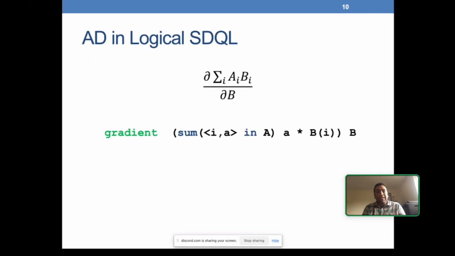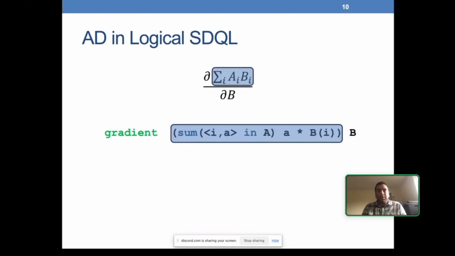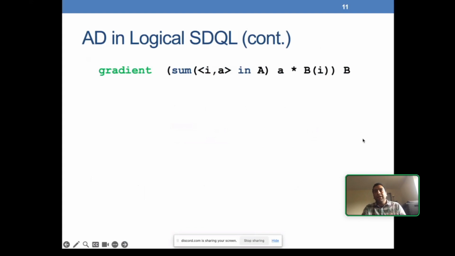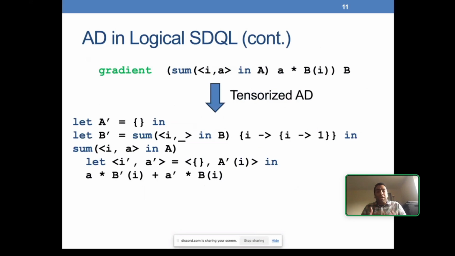And how can we represent AD in this language? This is the high-level API. This part is the same as what we have seen in the previous slide, and we are saying that we are interested in computing the gradient with respect to B. Let's see what our compiler does behind the scenes. We have a novel automatic differentiation technique, which we refer to as tensoride automatic differentiation, which performs automatic differentiation rules, and this big, ugly expression represents the differentiation of this program with respect to B.